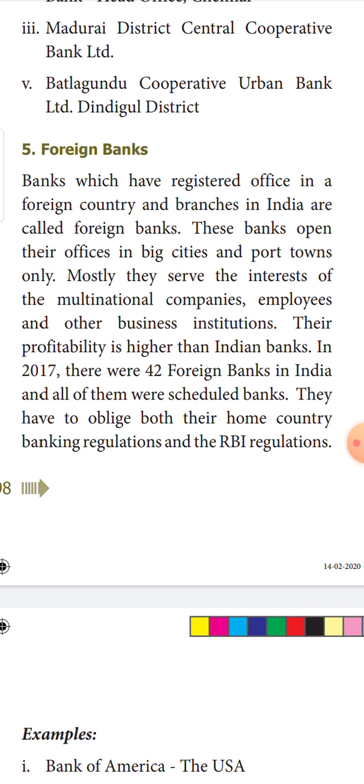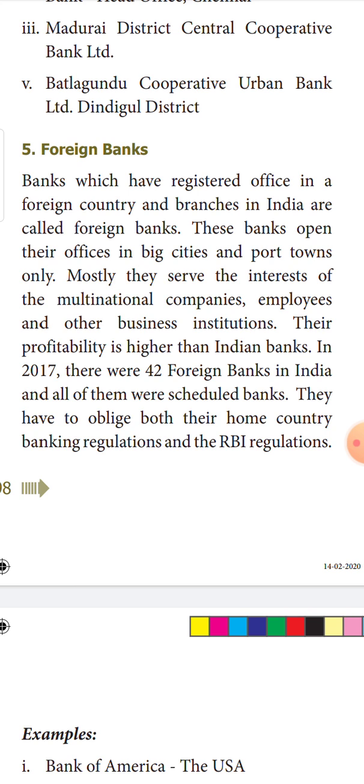And mostly these banks work like a multinational corporation only. Their main aim is profit making only. When you look into the profitability of these banks, foreign banks are more profitable than the Indian banks. In 2017, in India, there were almost 42 foreign banks. But right now, that number would have increased.